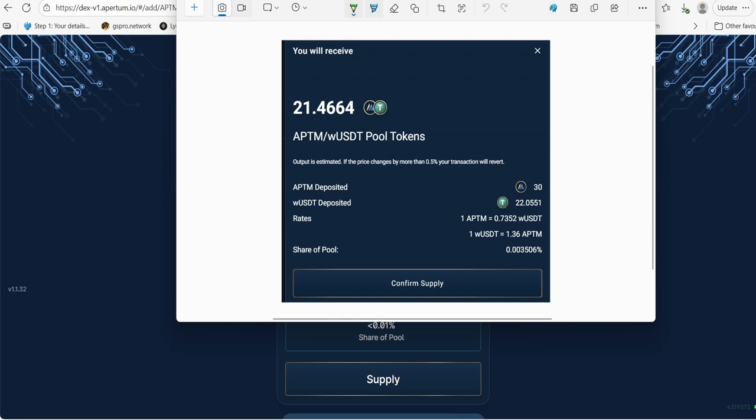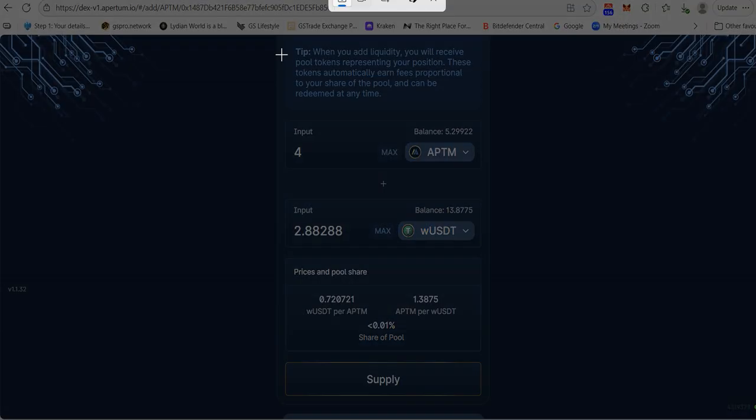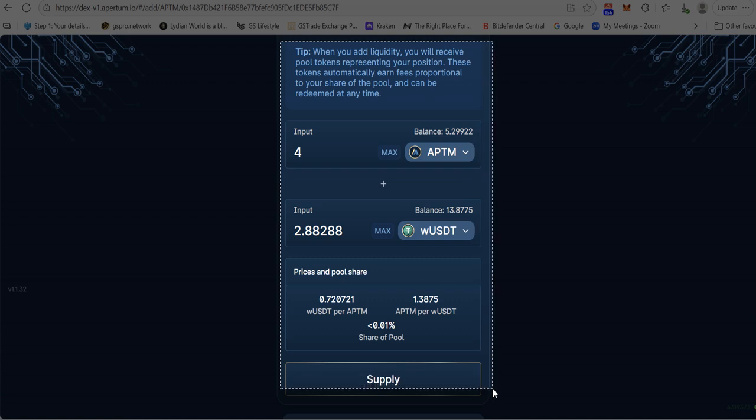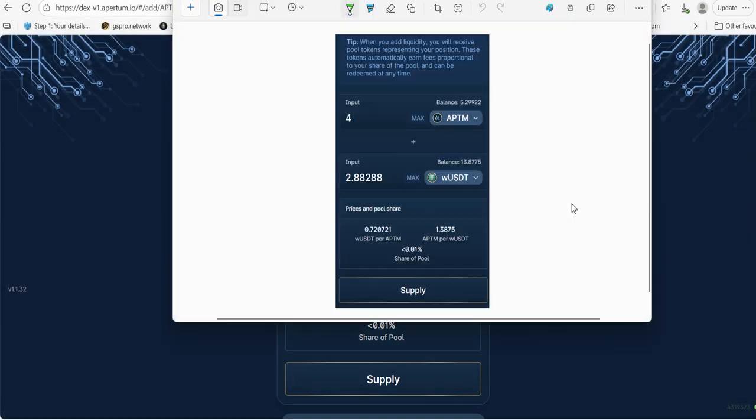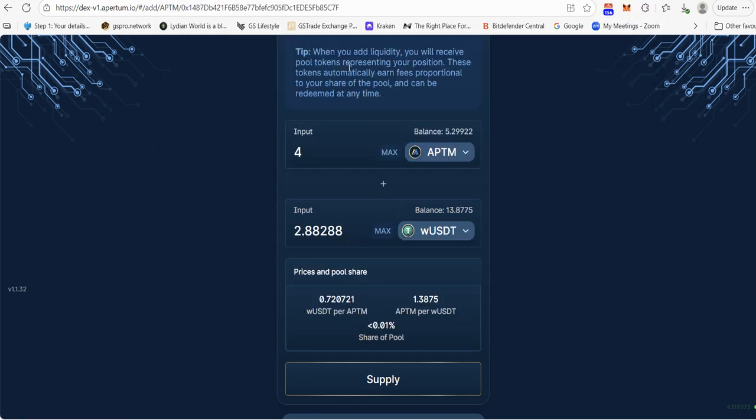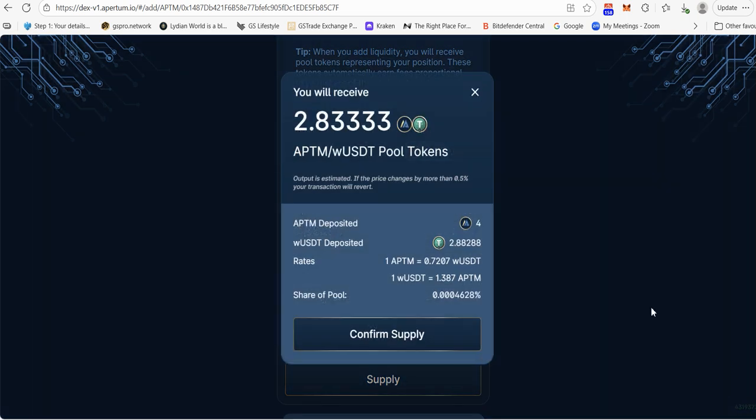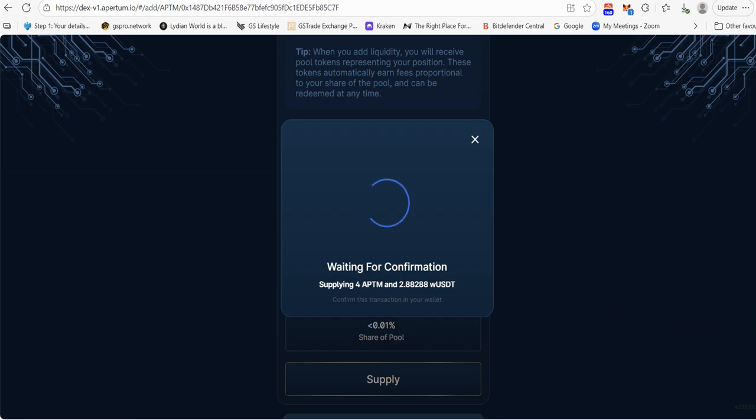I'm just going to take a little screenshot of this because we've got a little accountability group where we share information, and I'll just copy that. Because if you read there, when you add liquidity, you will receive pool tokens representing your position. These tokens automatically earn fees proportional to your share. How cool is that? So I'm going to press supply and confirm supply.